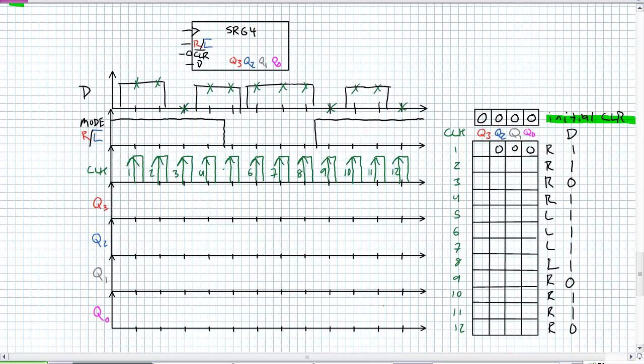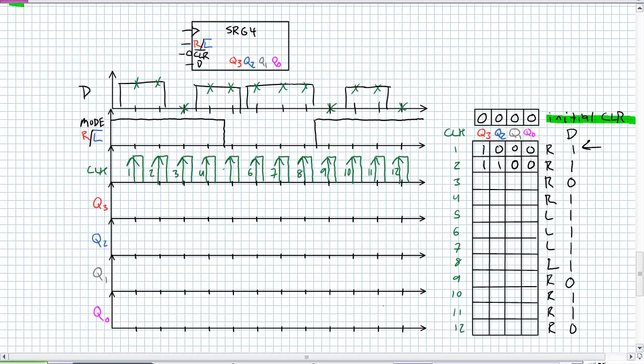So our first mode, for the first clock pulse, we shift right. Q3 goes to Q2, Q2 goes to Q1, Q1 goes to Q0. The 0 that was in Q0 is out of there. What's being shifted in? That D. Where does it go to? It goes to 1. Okay, we are in right mode again for the second clock pulse. 1 goes there, 0 goes there, 0 goes there. The final 0 is kicked out. What is being brought in, in this particular case, the D input.